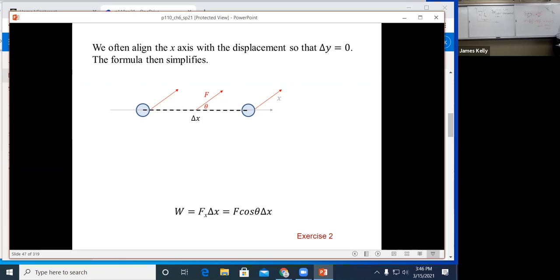That's the setup here. How much work does the string force do on the block during the motion? How much work does the kinetic friction force do on the block during the motion? How much work does the normal force do on the block during the motion? There are 3 different forces. Well, there's more than 3 here, but I'm asking about the work done by 3 different forces. So you might want to draw a free body diagram first just to visualize all those forces we're talking about.